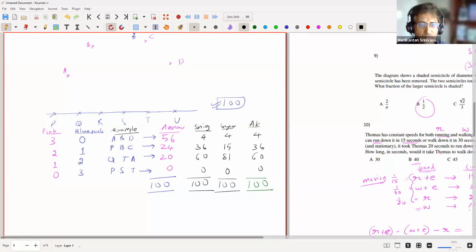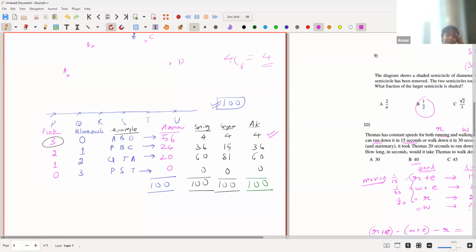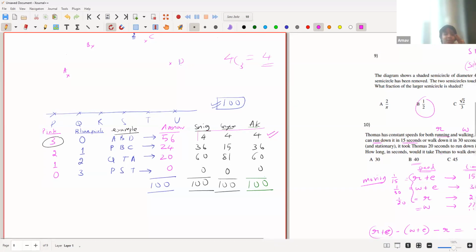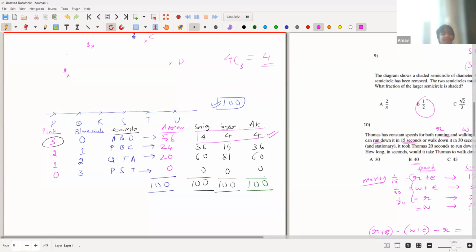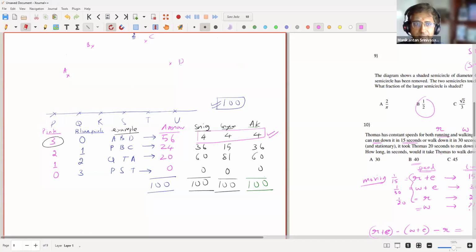Okay, so the first one is very easy, right? With 3 pink points, the answer is 4 choose 3, which is the same as 4 choose 1, which is 4. So clearly the first one is 4. Arnav, how did you get 56 for the first line? I understood my mistake like 2 seconds after I submitted it, but he said no, you only get one chance. Okay, all right. Sorry.